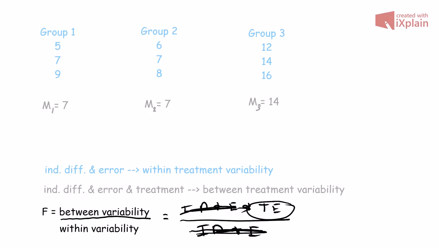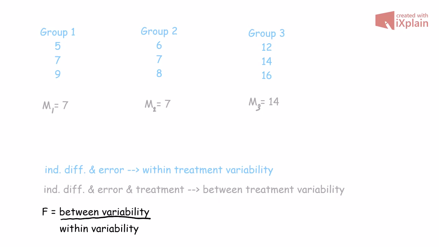Now again, that's a conceptual formula. We can't do that mathematically. So we have to do it in a slightly different way. And what we're going to be doing is we're going to be creating something known as a mean square between treatment. Now this little bt there is supposed to be a subscript. That's the mean square between treatment.